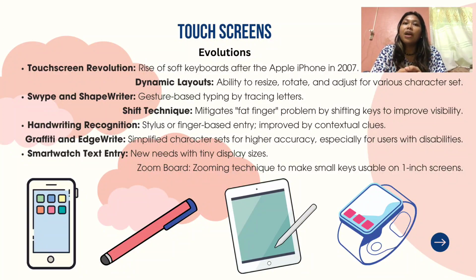Text entry on smartwatches presents technique challenges due to their tiny displays. ZoomBoard is an innovative approach that allows users to zoom into the keyboard as they type, making it possible to accurately press even very small keys. This type of adaptation is crucial for effective text entry on compact, wearable devices.